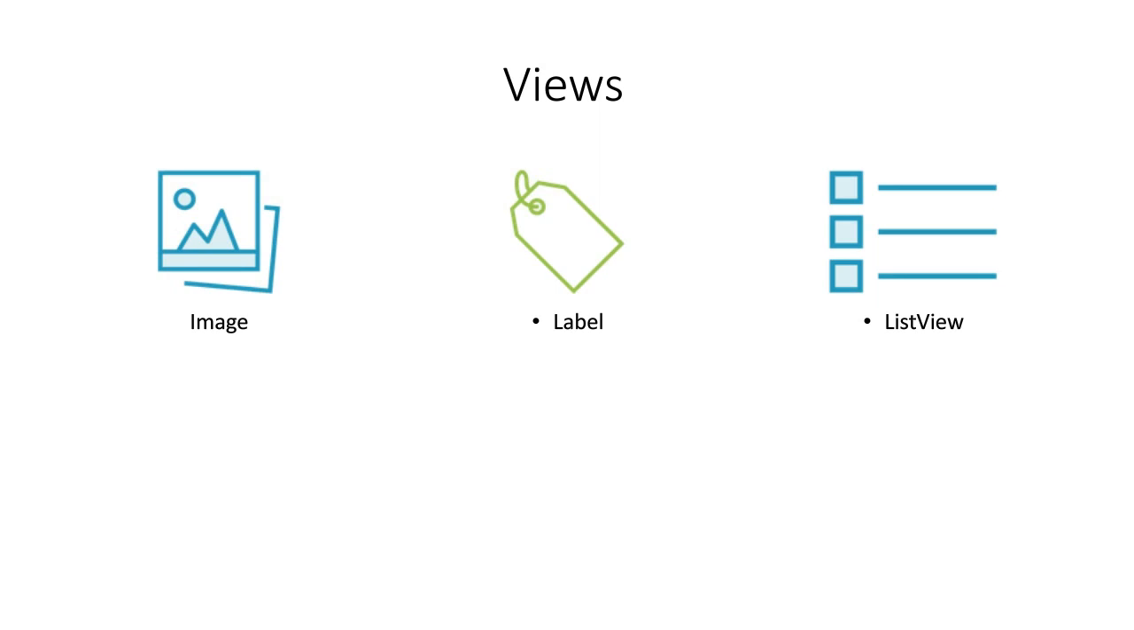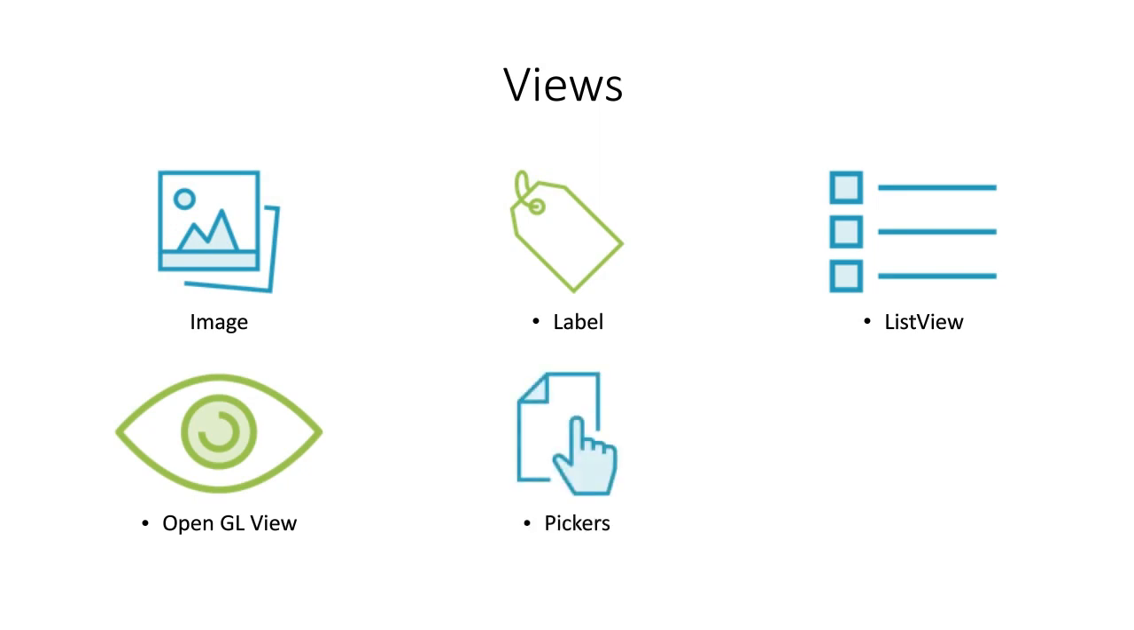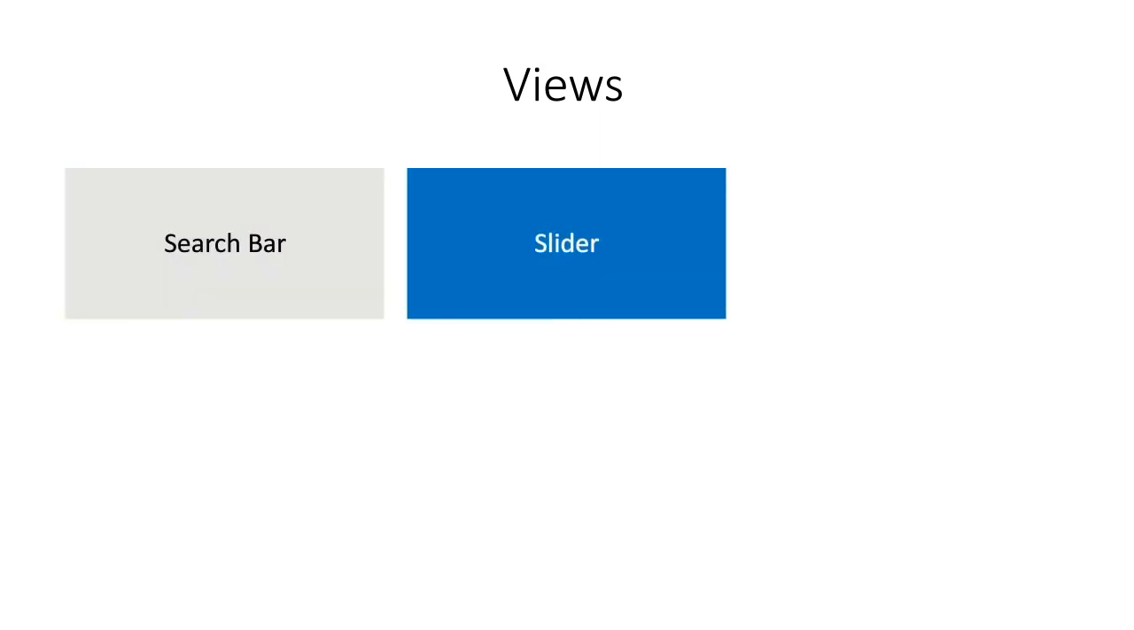There's an OpenGL view, as well as the various pickers that we talked about just a moment ago. And there's a progress bar that can be used to indicate how far along you are with a particular activity. Let's name just a few of the other controls. There's a search bar, which you can place at the top of your page and use for incremental or complete searches. There's a slider, and often you'll tie the slider to a label so that as you slide, the value of the slider can be displayed.